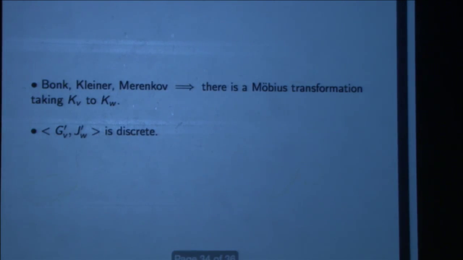Okay, so now Bonk, Kleiner, and Merenkov have rigidity. This is a Schottky group. The Schottky group is a complement in S2 of some round circles. So this limit set, this is a terrible picture.